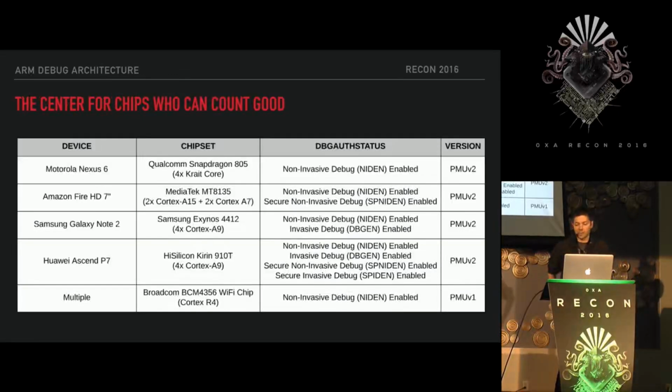So here's kind of a sampling of various chipsets. I tried to get a device with each chipset manufacturer. The main device I worked with was a Nexus 6, but just to show you, all these Qualcomm, MediaTek, Samsung, Huawei, HiSilicon chips have non-invasive debug supported, and they all have PMU version 2. And of note at the bottom, I included the Broadcom chip from my Nexus. It also has a PMU and is capable of counting.